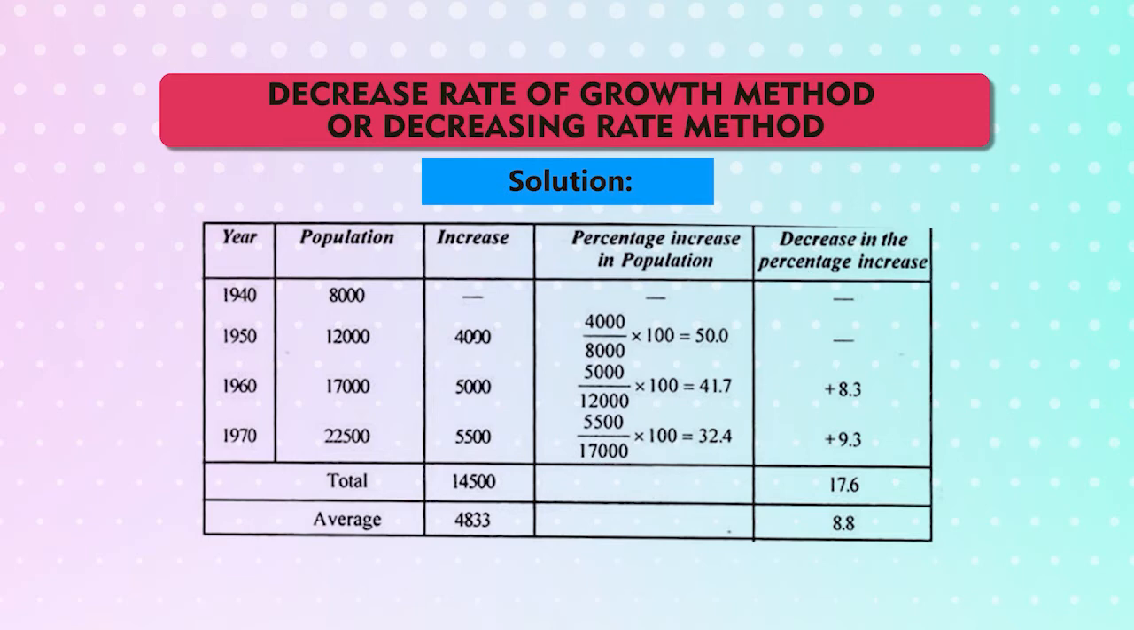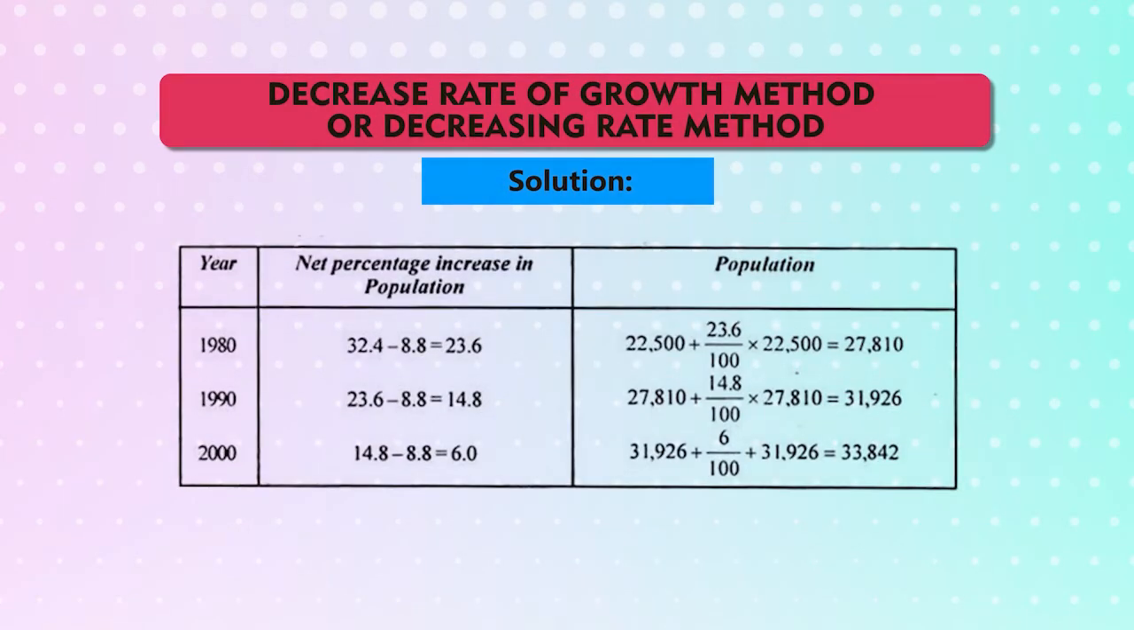So we are seeing here that there is a decrease in the percentage increase. Initially this is 50%, then 41.7%, and then 32.4%. So the decrease in the percentage increase comes to 8.3 and 9.3 respectively. So here we took the average decrease in the percentage increase, which is 8.8, and then we can calculate the net percentage increase in the population. In 1980, this is 32.4 minus 8.8, the average decrease in the percentage increase.